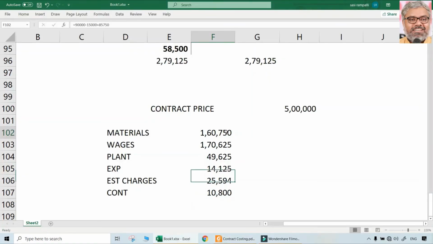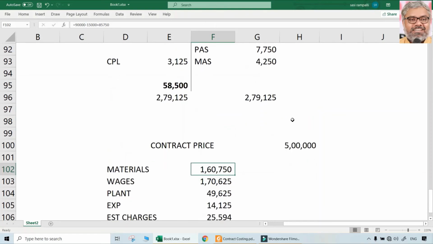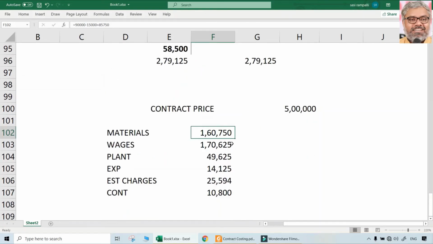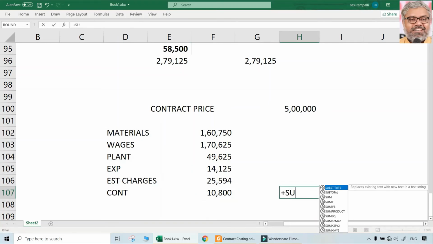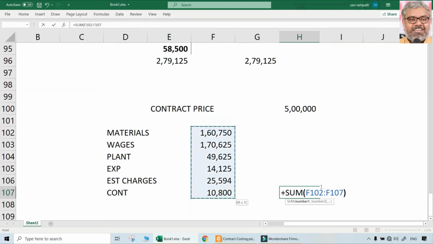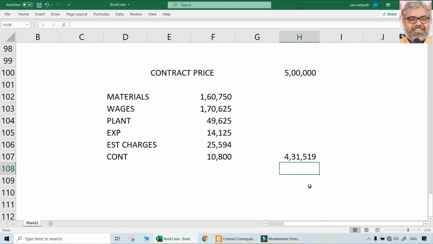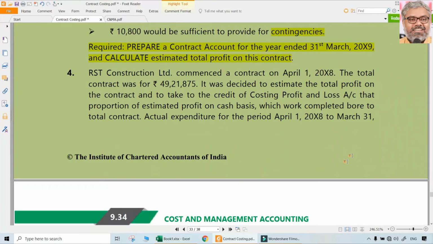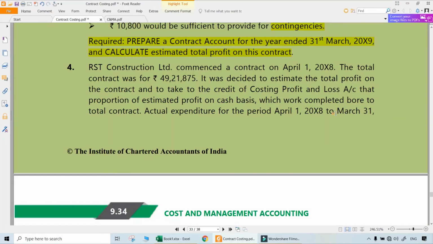These are the costs when you take the entire contract, forgetting about period and all. Total materials which are issued, total wages which are actually incurred, plant expenditure incurred, sundry expenses, establishment charges, everything. So what is the total of all of that if you take? That will be the total cost of the contract. That is 4,31,519. That means what is the estimated profit from this contract? 68,481. That is the estimated profit from this contract.